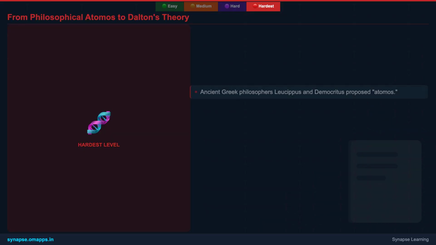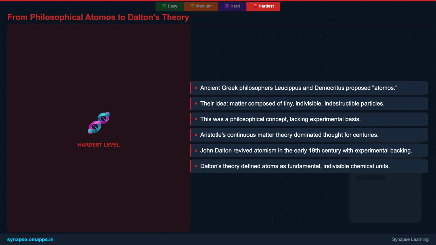The journey of atomism began with ancient Greek philosophers Leucippus and Democritus, who, purely through reasoning, proposed atomos, tiny, indivisible particles as the building blocks of matter. This philosophical idea, though lacking experimental proof, laid a crucial conceptual foundation. It contrasted with Aristotle's continuous matter theory that dominated for centuries.